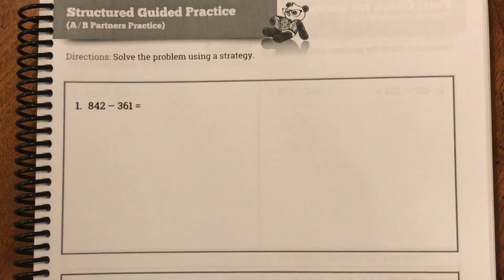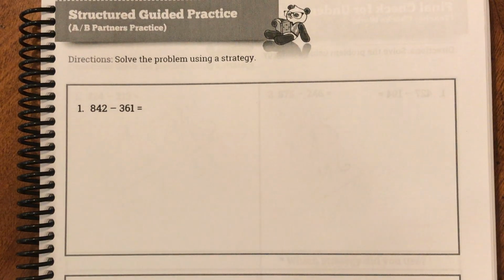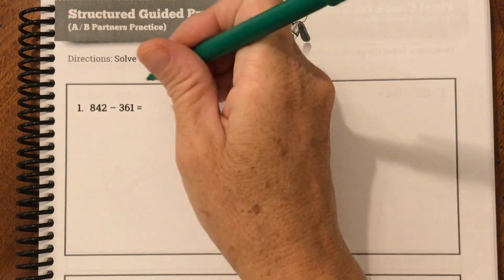Okay, we're going to try some of these together. We are on page 8 in your student journal. So here is our first one on page 8 in your student journal. Okay, it says 842 take away 361. So we're going to do this one in our draw a picture strategy, so you'll have one.